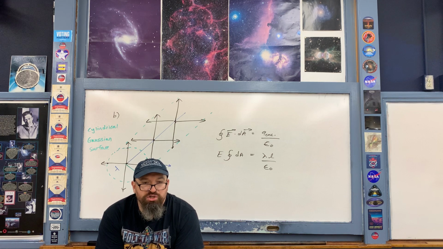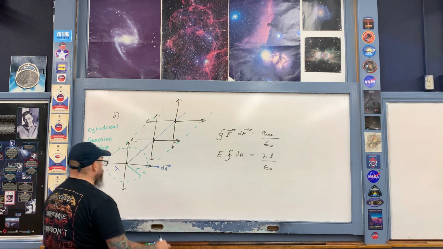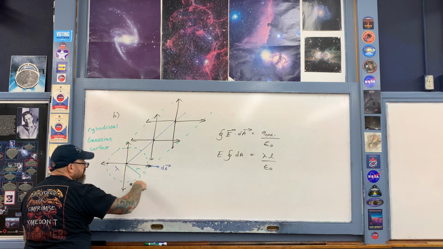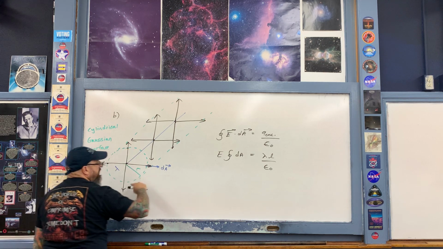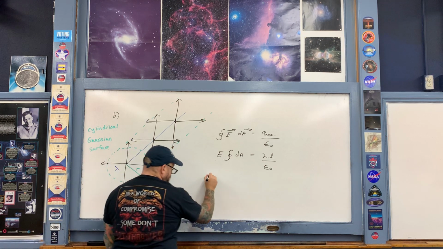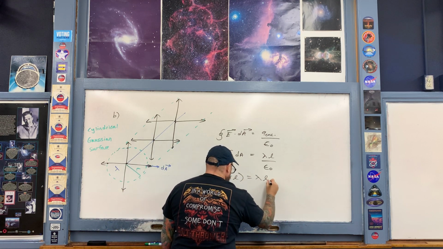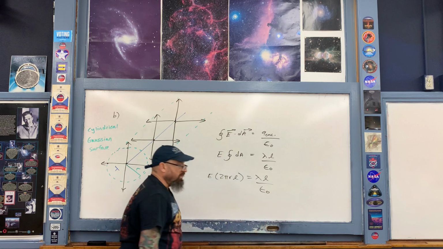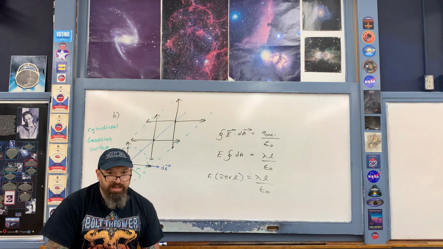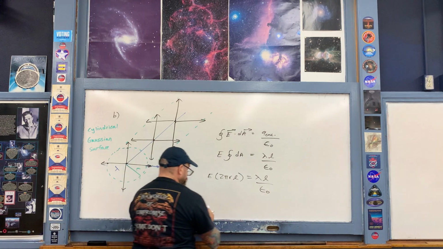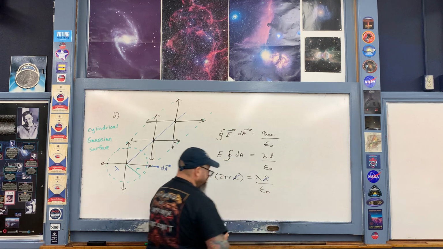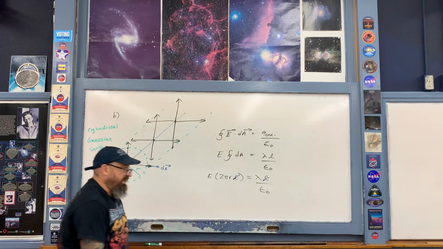What is the surface area of a cylinder? Not the volume of a cylinder, the surface area of a cylinder. The surface area of a cylinder is, first of all, the circumference of a circle, 2 pi r, and then multiplied by the length L, like so. And now go ahead and cancel out the length L, like this, and then solve for E.